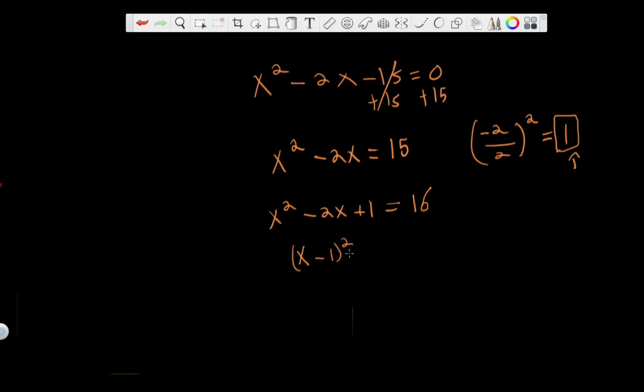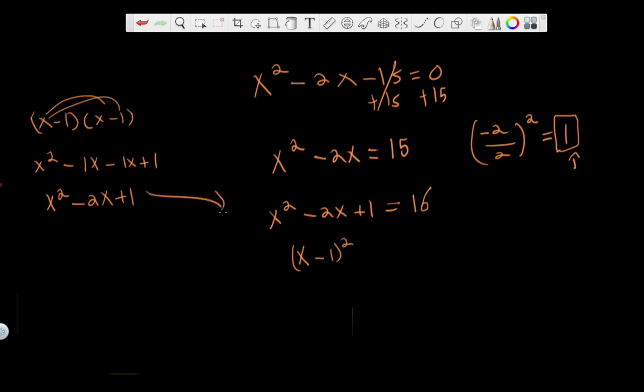squared. And the reason for this is because x minus 1 squared, here, let's do this on the side, is actually equal to that. x minus 1 squared is x minus 1 times x minus 1. We're going to do FOIL to confirm. We get x squared minus 1x plus 1. Minus 1x, that's negative 2x. We get x squared minus 2x plus 1. So notice that that's equal. So this is valid. We can rewrite it as that. And this is equal to 16.